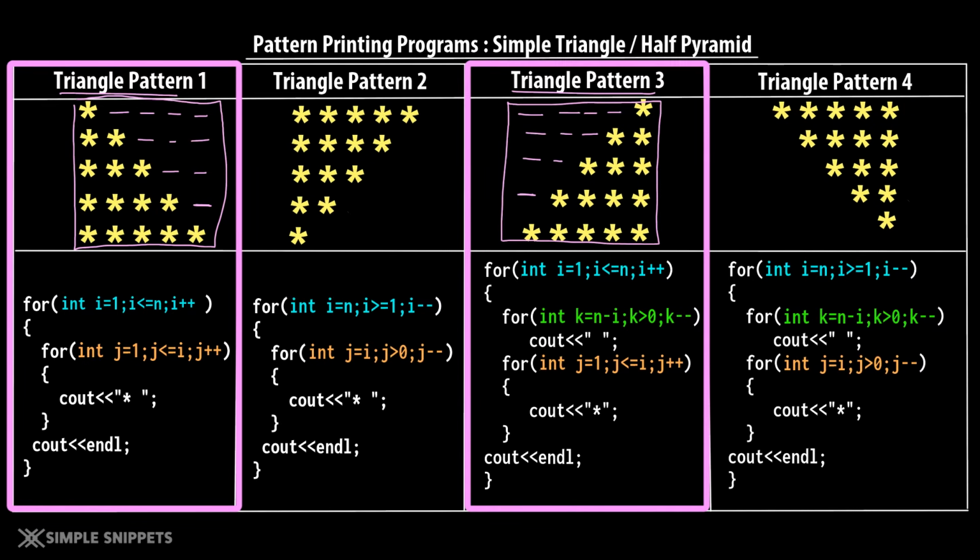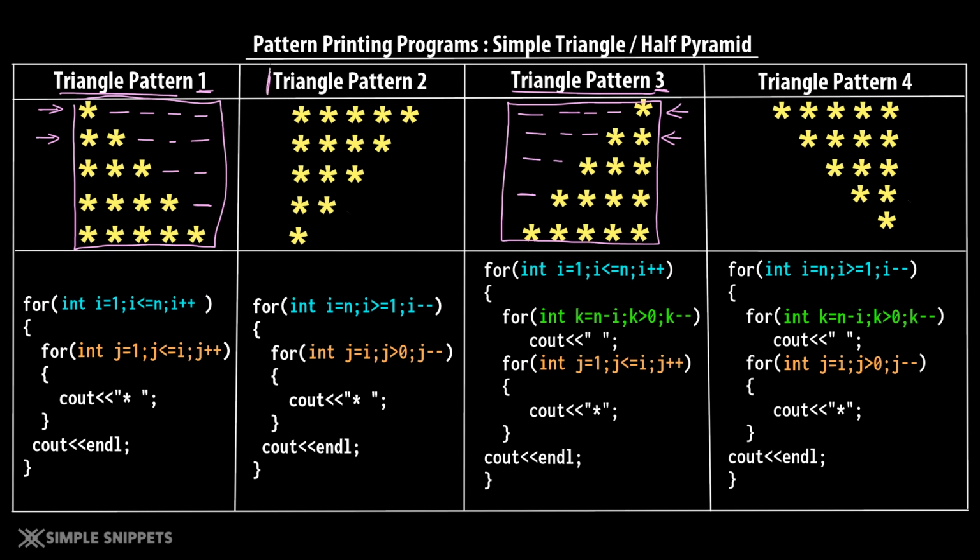And when I say pretty much the same, the pattern progression is also the same, which means initially, that is at the first level, we have 1 star, then at the second level we have 2 stars, at 3 we have 3 stars, 4 we have 4 stars, and so on and so forth, right? So there is a lot of similarity between pattern 1 and pattern 3, with the only difference being the spacing.